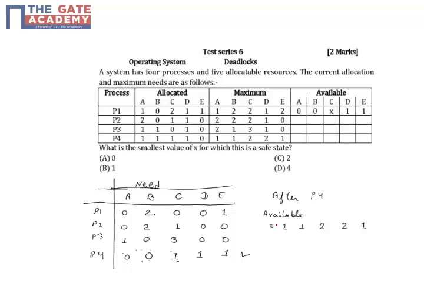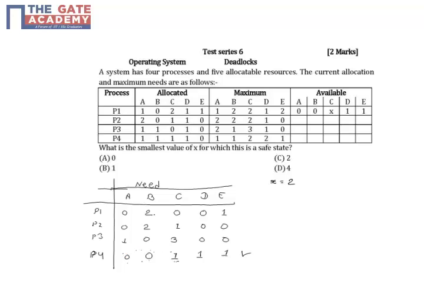Now we will see if x is equal to 2, can my system be in a safe state? If x equals 2, then also we will start with P4 only, just because only P4's request can be completed with 0 0 of A and B.